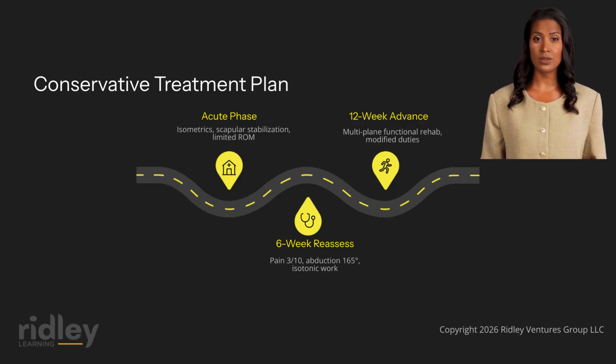At 12 weeks, treatment advances to the functional rehabilitation phase, incorporating multi-plane and functional exercises that simulate work demands including overhead reaching, lifting from waist to shoulder height, and sustained arm positioning. Motor control exercises are integrated, as evidence shows these produce a small but meaningful improvement in disability in both the short term and the medium term, supported by consistent findings across multiple randomized controlled trials. The patient resumes modified duties on a graduated schedule.